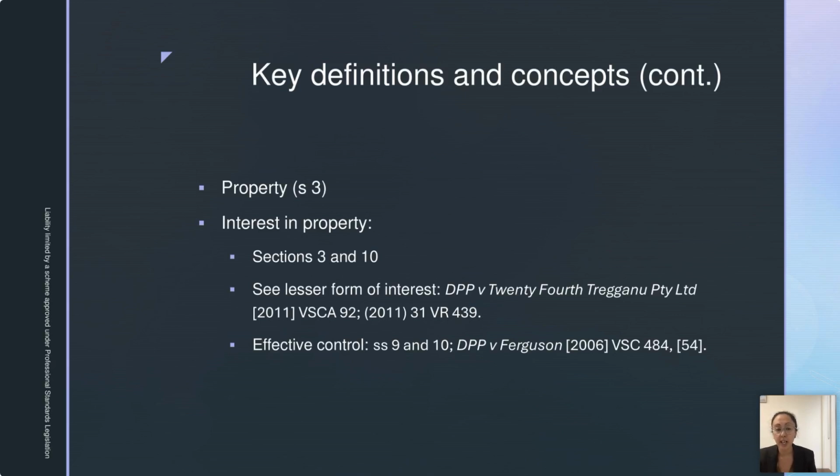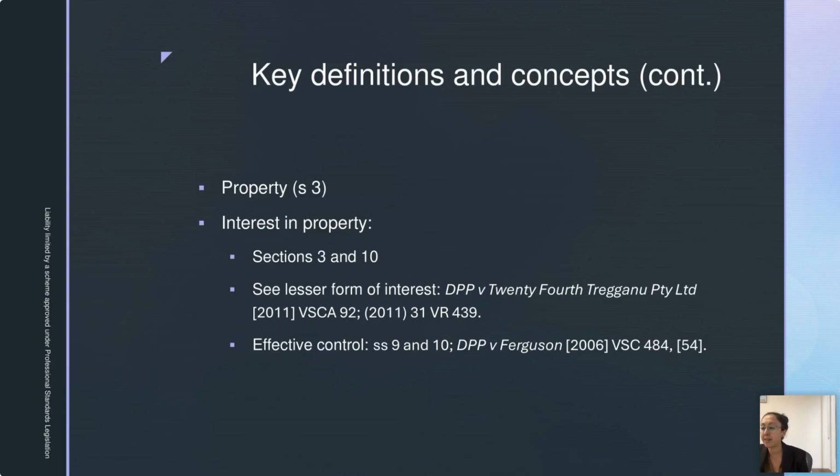Then we've got the idea of interest in property. Our understanding of interest in property might simply be a legal interest. You're the owner of a property, you're the registered proprietor, or an equitable interest, you hold a constructive trust in relation to the property, or an actual express trust. But interest in property in the Confiscation Act is actually an incredibly broad definition.